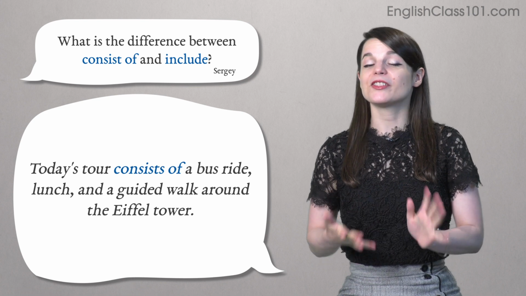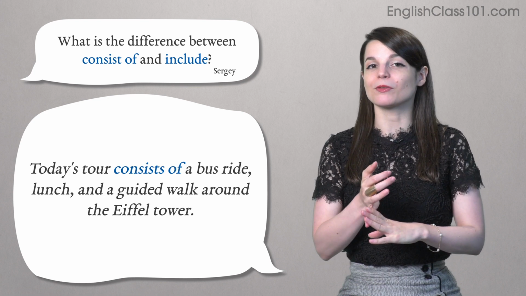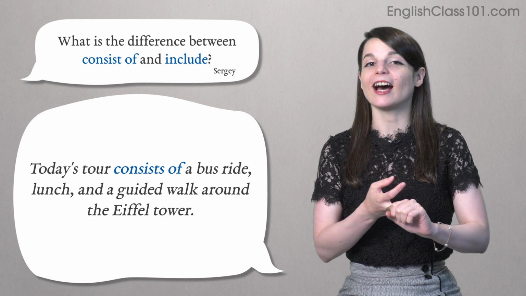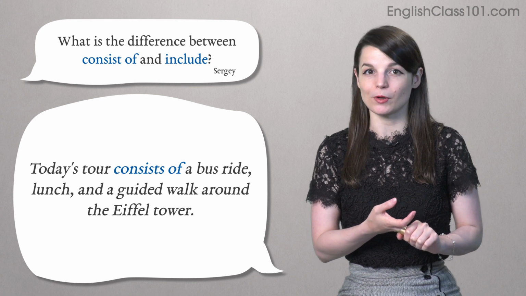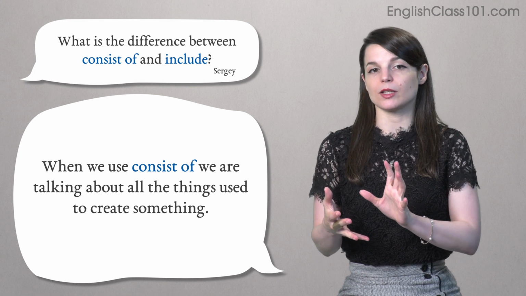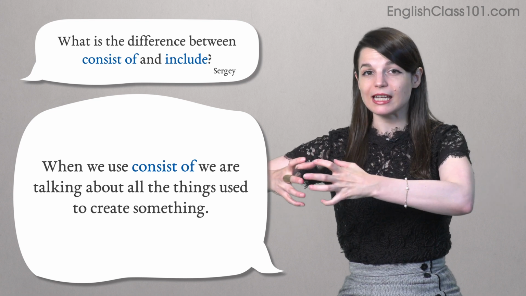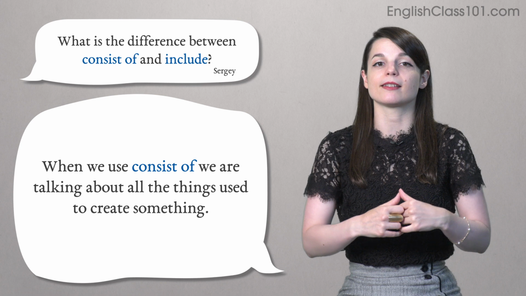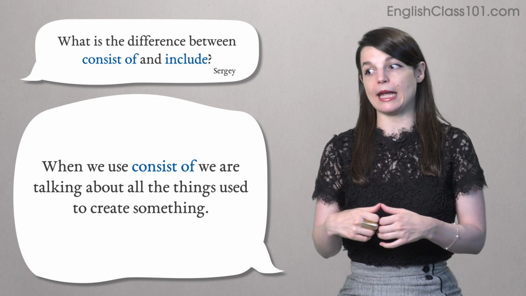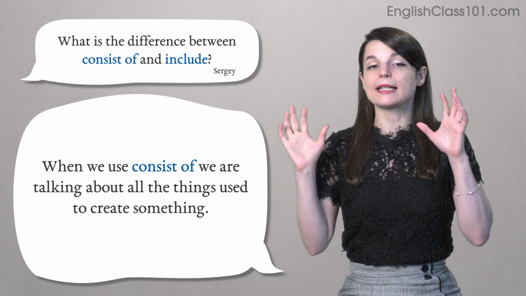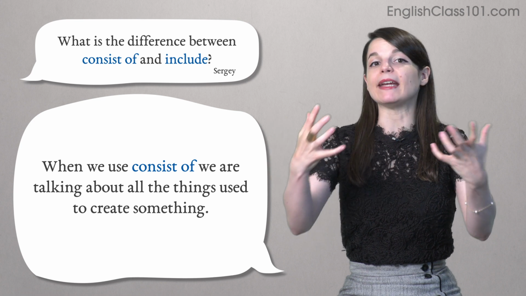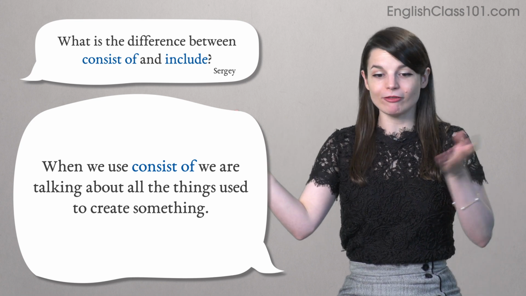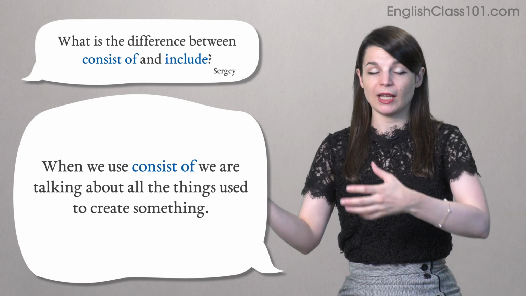Or today's tour consists of a bus ride, lunch, and a guided walk around the Eiffel Tower. So in each of these cases, we're talking about all of the things that make up the subject of the sentence. So in these cases, the subjects were the cake and the tour for the day. So consists of means is made of. This thing is made of these various parts.